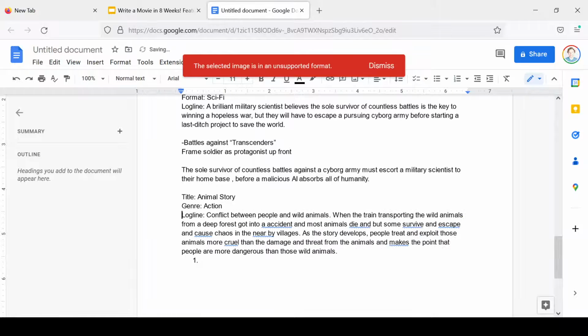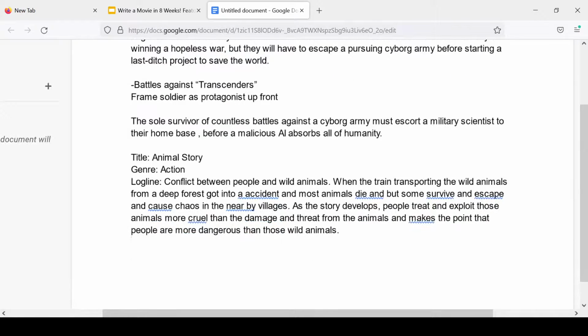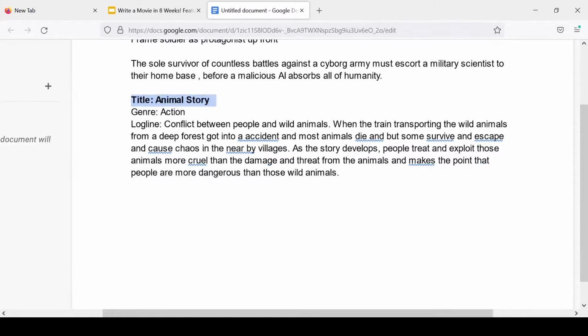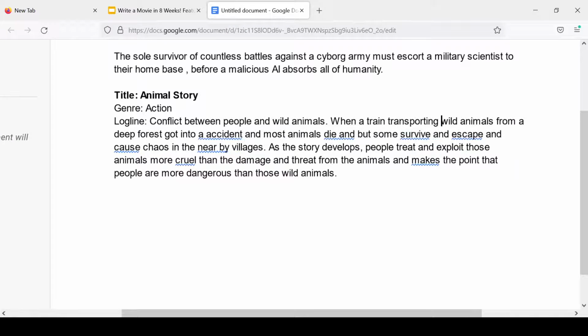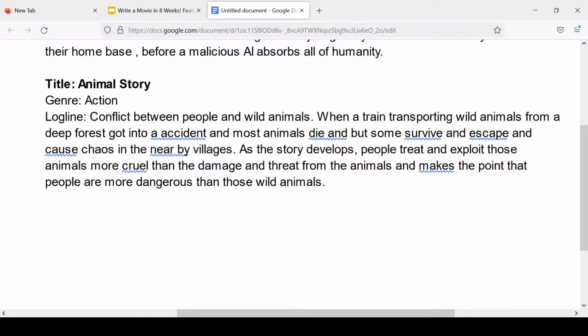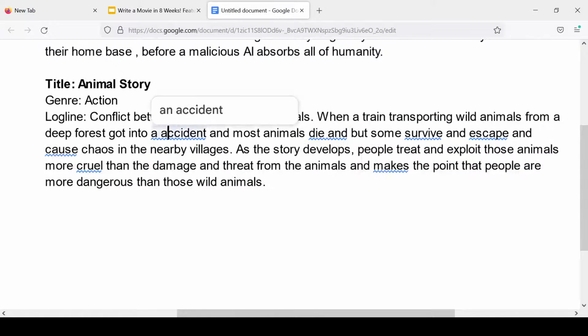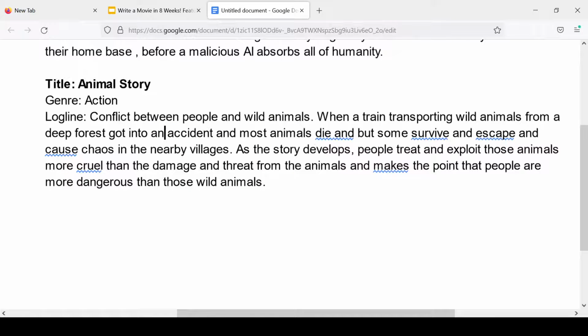Yes. Conflict between people and wild animals. When the train transporting wild animals from a deep forest got into an accident, and most animals died, some survived and escaped, and caused chaos in the nearby villages. As the story develops, people treat and exploit those animals more cruelly than the damage and threat from the animals. It makes the point that the people are more dangerous than those wild animals.